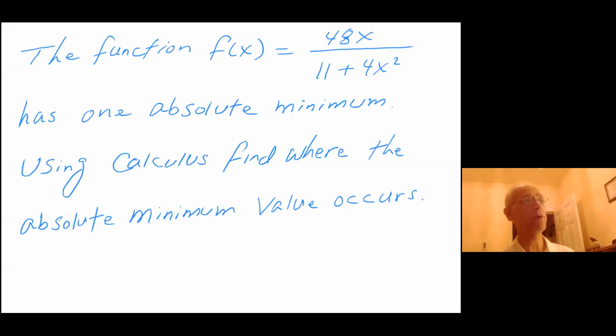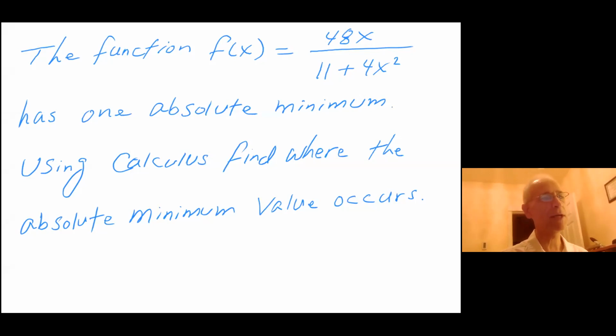Hello, Math 151. The function f of x equals 48x all over 11 plus 4x squared has one absolute minimum. Using calculus, find where the absolute minimum value occurs.